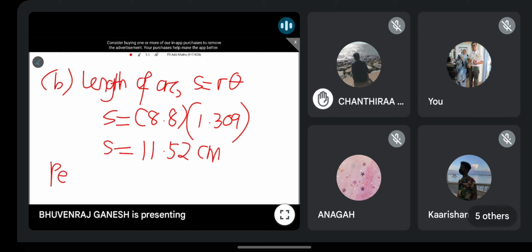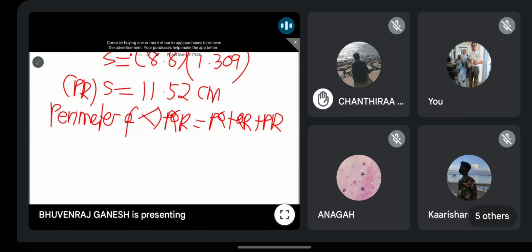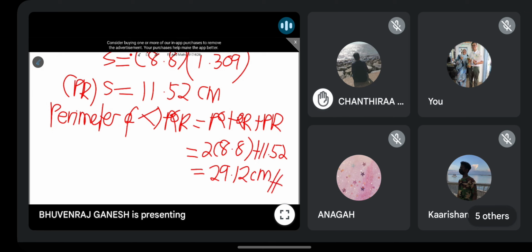The question does not ask for the length of the arc, so you must find the perimeter of sector PQR. You take PQ plus QR plus PR. This arc length is the length of arc PR. PQ and QR are radii, with the same value, 8.8. So you write 2 times 8.8 plus 11.52, and you will get the answer. Understand how to get the perimeter? So the answer is 29.12 cm for part B.